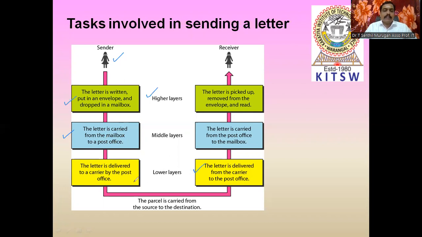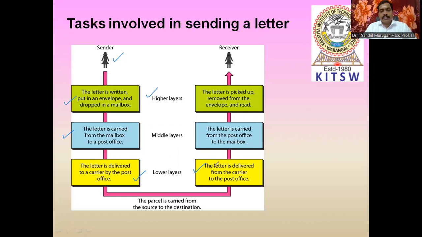In the lower levels, it may be shifted by flight, or by train, or by a person, or by a separate vehicle of the postal office. Whatever it may be, we don't know about it, and we don't want to. Whether the information is received by the receiver or not, that only we are going to decide.